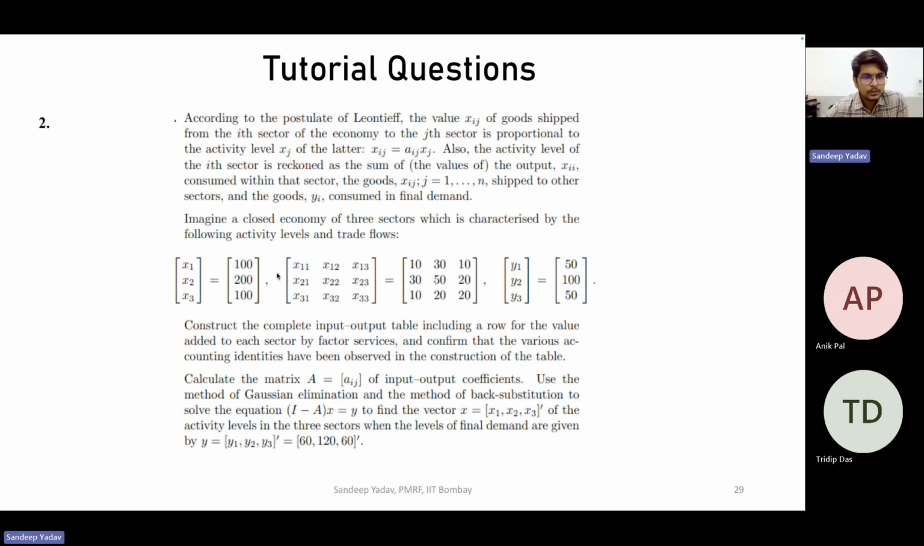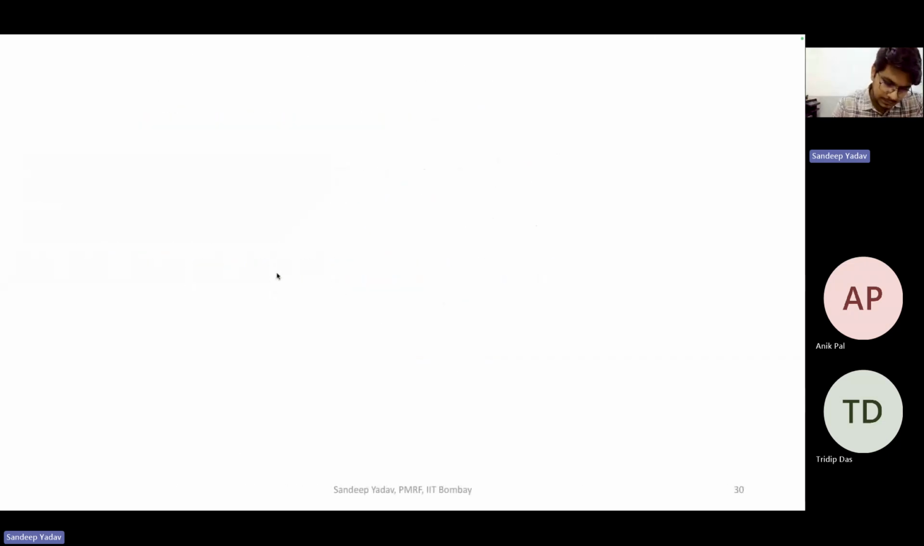Okay, so we'll continue. Now we have to construct the complete input output table, including a row for the value added to each sector by factor services, and confirm that the various accounting identities have been observed in the construction of the table. Now we have to calculate the matrix A, that is aij, the input output coefficient. Use the method of Gauss elimination or back substitution to solve I minus A times x is equal to y and factors. So we'll start with the initial table first.